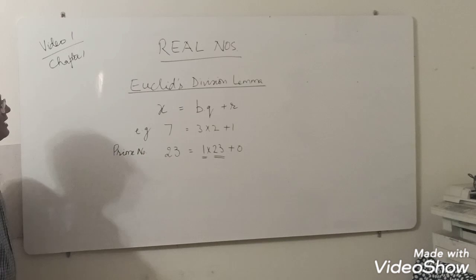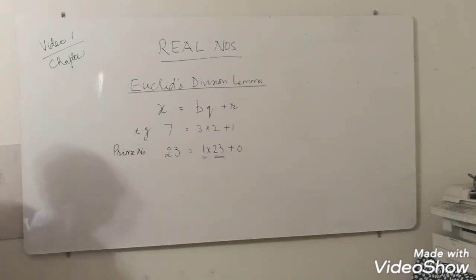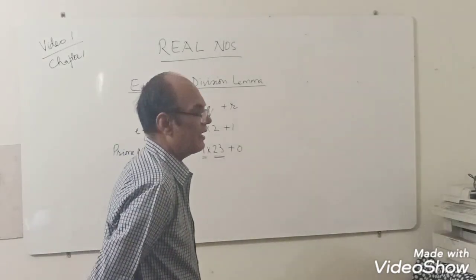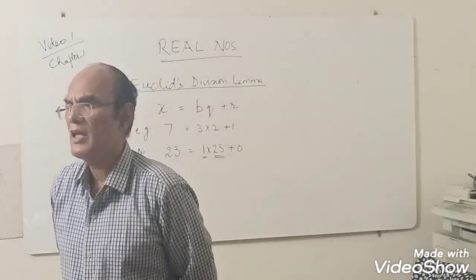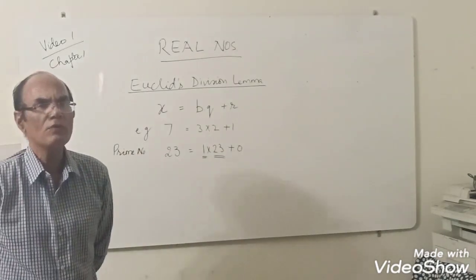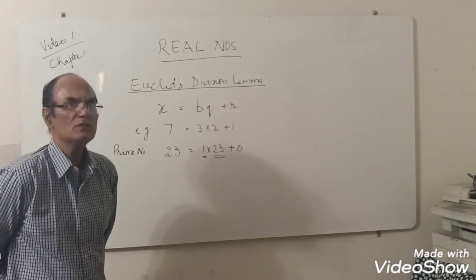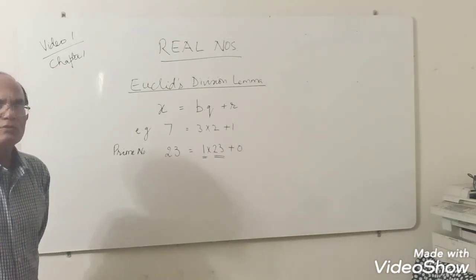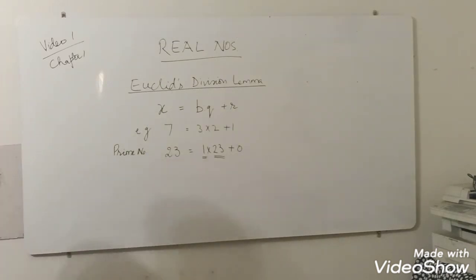So this is Euclid's division lemma, which tells us that any number can be represented as a product of any two numbers plus the remainder. So this is all about Euclid's division lemma.